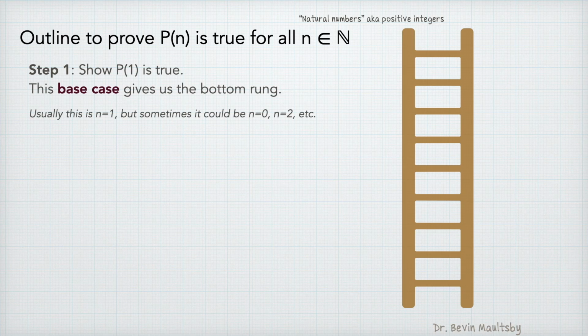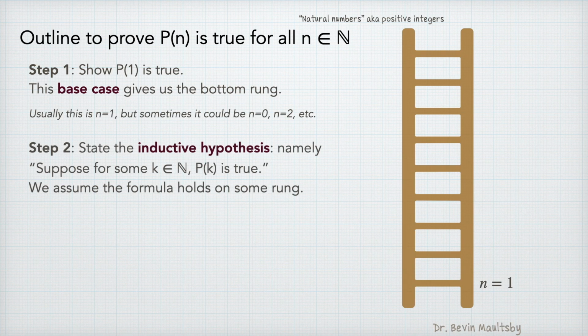The first step is to prove what we call the base case. That is to show that the statement P of 1 is true. It's almost always P of 1, but depending on the context, it could be P of 0 or P of 2, but whatever it is, you need to have a bottom rung for your ladder. Typically, step 1 is almost trivial algebra. You will see 4 examples.